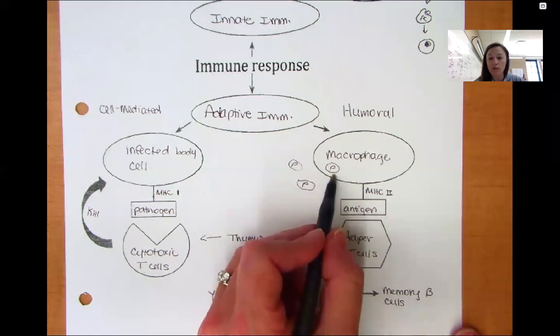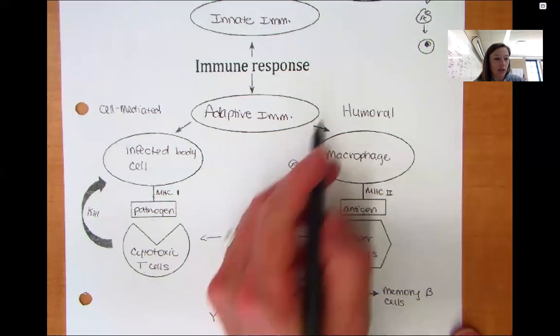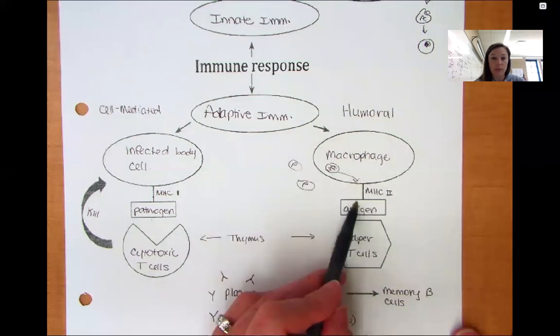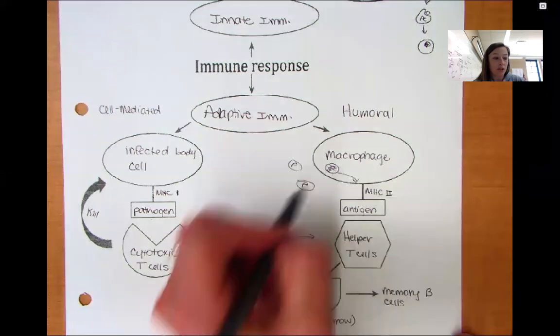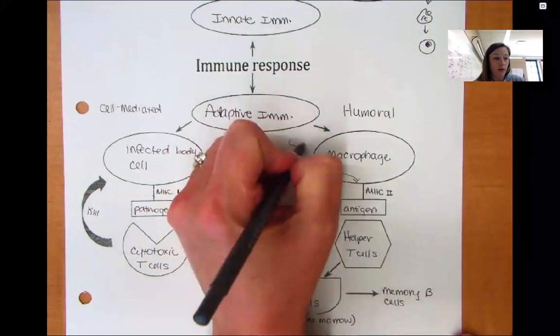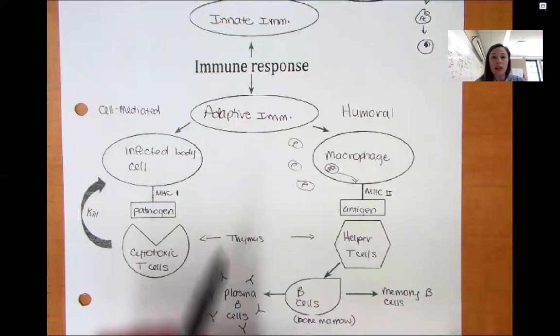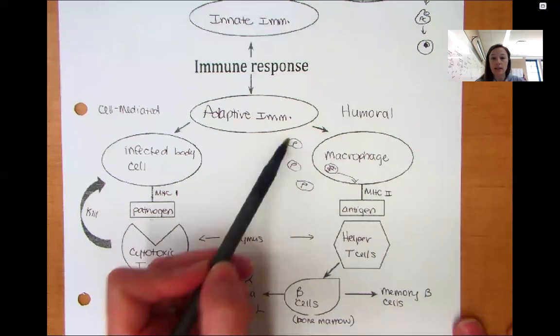I shouldn't say ate, engulfed one of these pathogens through endocytosis, chewed it up, and then put a piece of it on itself, on its flagpole, on its MHC2. But there are still other ones around. When you get strep throat, you don't get just one streptococcus bacteria. You get hundreds or thousands or millions. And so there's lots of these others around. That's what the antibodies are going to go to.